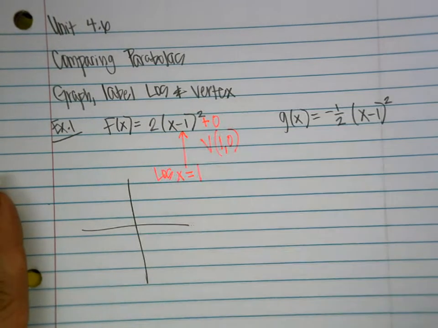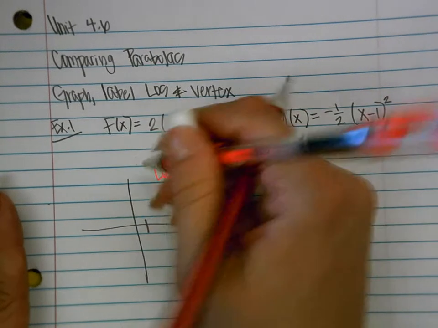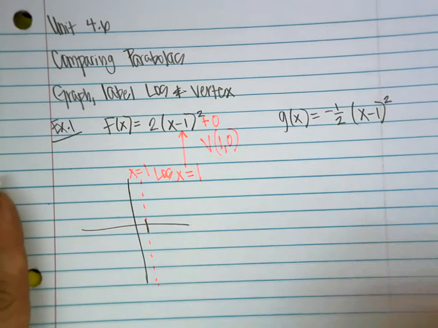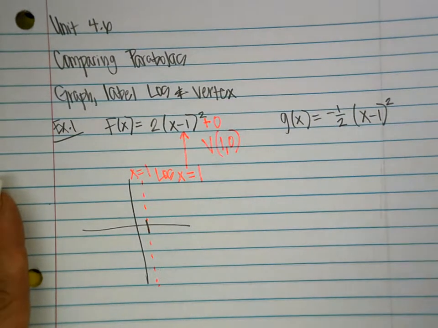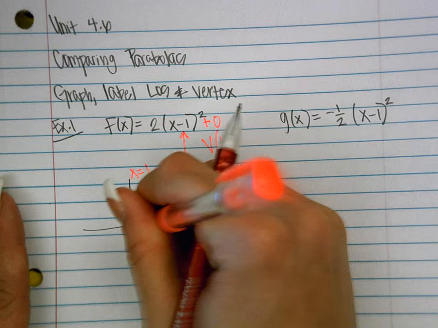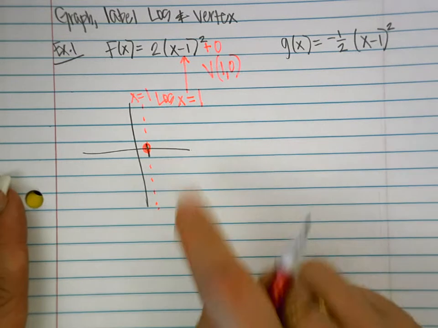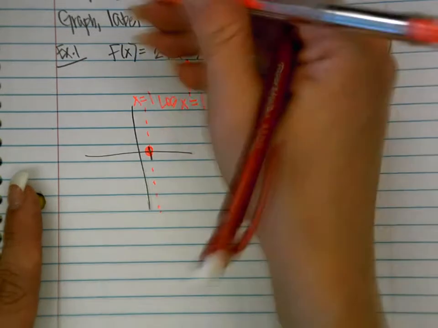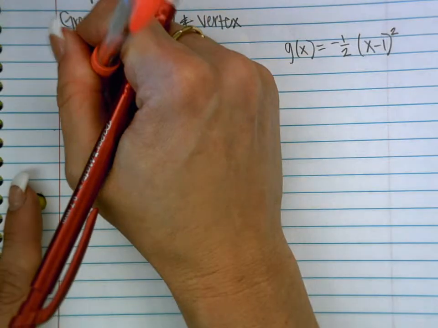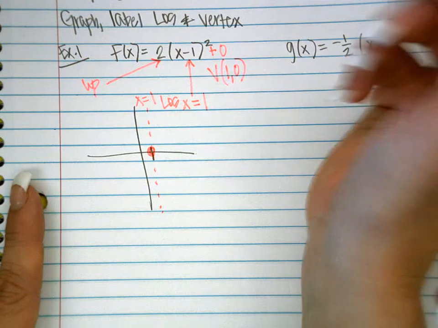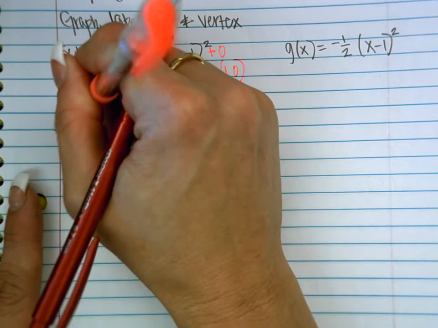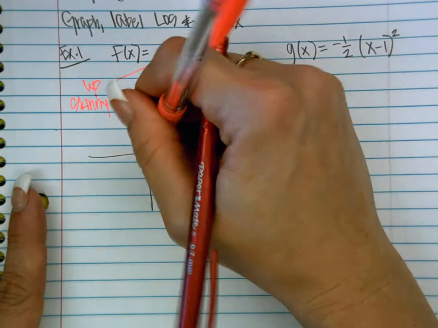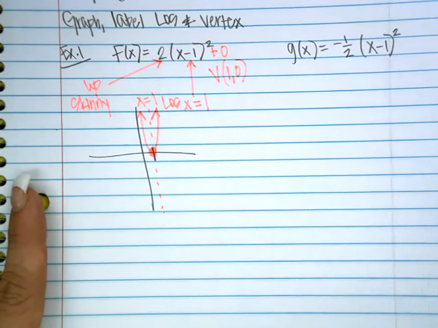So line of symmetry is at x equals 1. Put your line of symmetry at 1, and please make sure to label it. Your vertex is (1, 0), so over 1, up 0. Would this graph be opening up or down? Opening up, and you know that because of the a value. Is it fat, skinny, or normal? It's skinny. Any whole number other than 1 is going to be skinny. So this opens up and is fairly skinny.